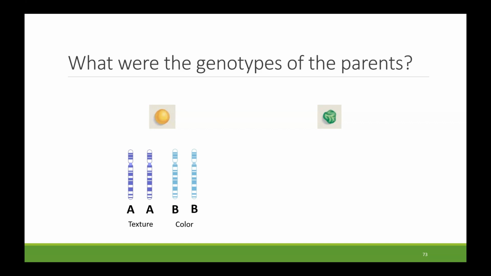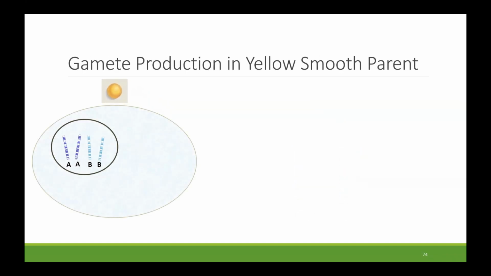And then on the other hand, the true breeding green wrinkled P is homozygous recessive for both traits. So their genotype is going to be lowercase a, lowercase a for the wrinkled texture, and then lowercase b, lowercase b for the green color. So let's take a look at what happens when the smooth yellow parent produces its gametes.